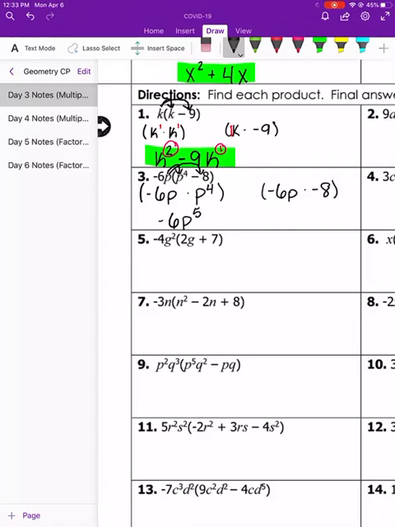Then I'm going to go to my second one. So negative 6 times negative 8. So a negative and a negative make a positive. I'll write that up here. So negative times negative equals positive. This is going to give me a positive 48. And then p, I don't have another p, so that's just going to stay the same. And that is your answer.